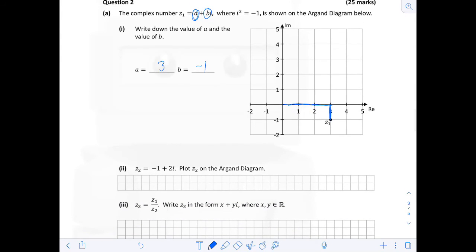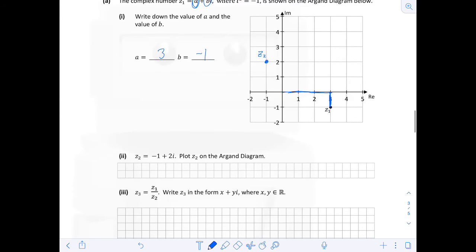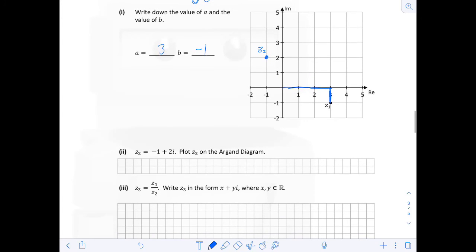Right, z2 equals minus 1 plus 2i. Plot z2. Oh lads, look at this, simple question. So it's minus 1 plus 2i. He's up there, and we should label him as being z2. And then, look at that, full marks.